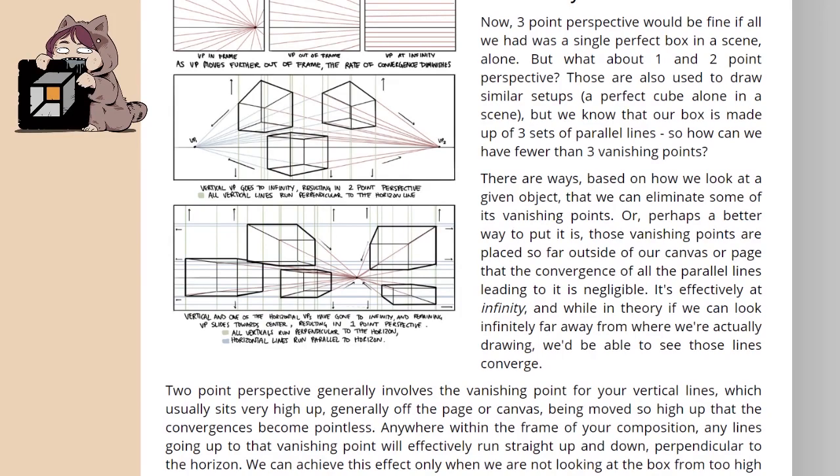Vanishing points at infinity. Now, 3-point perspective would be fine if all we had was a single perfect box in a scene alone. But what about 1 and 2-point perspective? Those are also used to draw similar setups, a perfect cube alone in a scene. But we know that our box is made up of 3 sets of parallel lines, so how can we have fewer than 3 vanishing points?